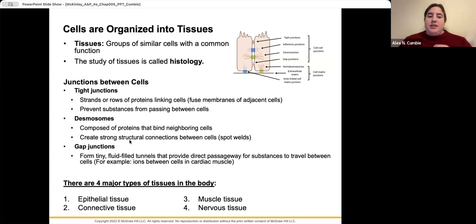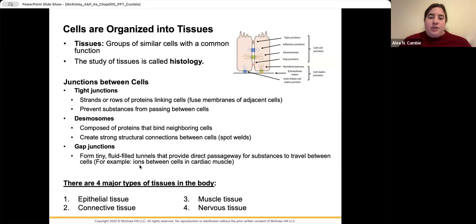Desmosomes are a little bit different. So their main function is for structural support. They're composed of proteins and they bind the cells together. We might see an example of one here, and it's got some deeper connections in here. The idea is that it creates these spot welds between cells. So if the tissue is moving or it's very fluid, these cells do not come apart just for anything. They are structurally connected to each other with these very strong spot welds, desmosomes.